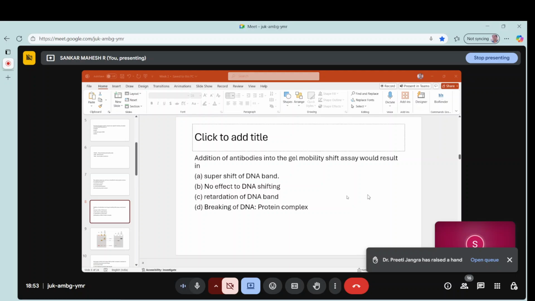Yeah, Preeti, you can unmute. Yes, sir. In this case the answer would be the first one, super shift of DNA band, because when there is addition of antibodies, the molecular weight will increase. So that is why it will shift to the lower mobility. Right. Now, this antibody, where would it bind?